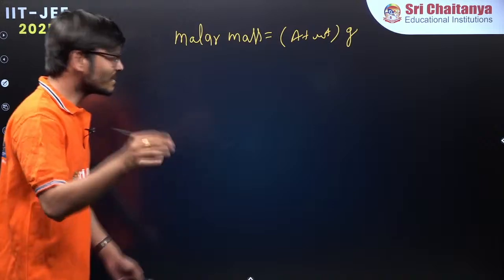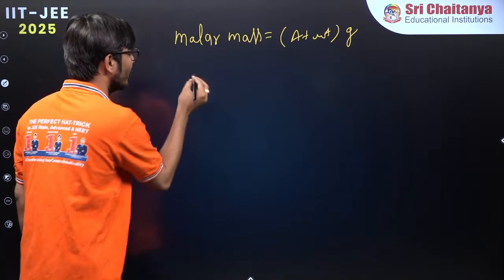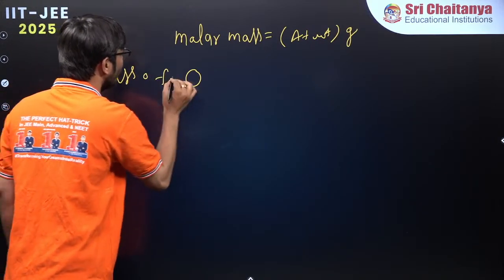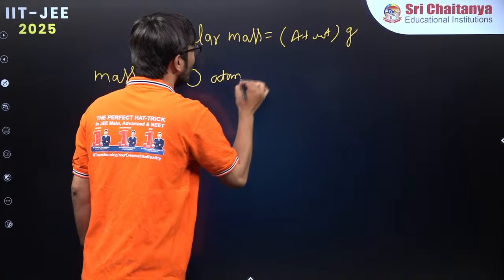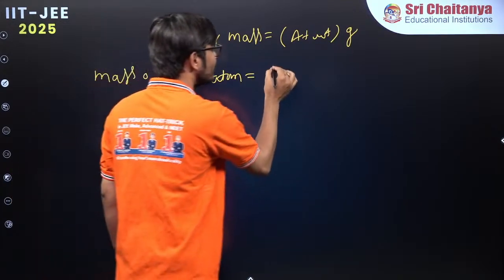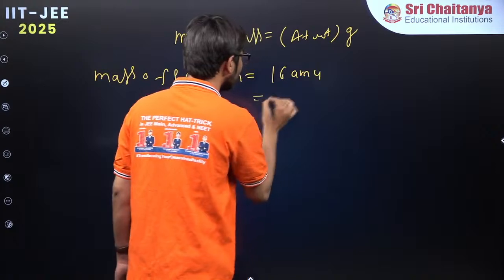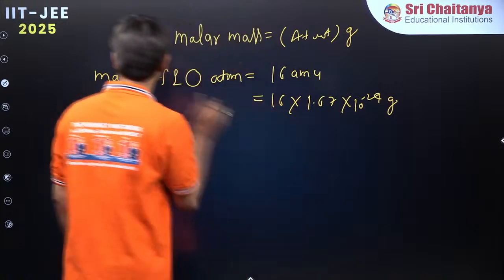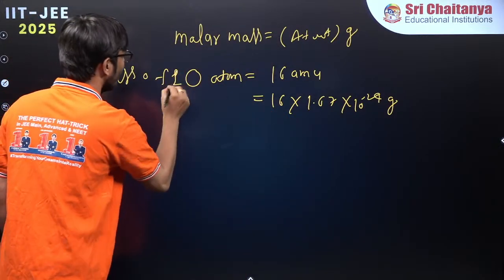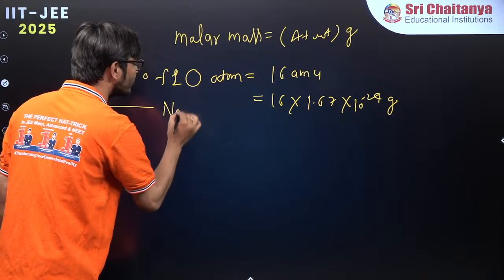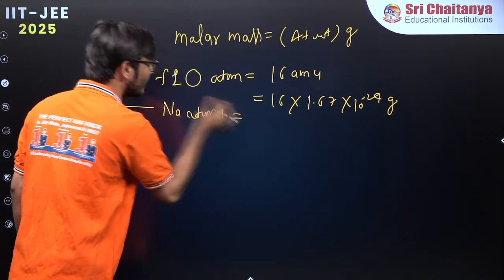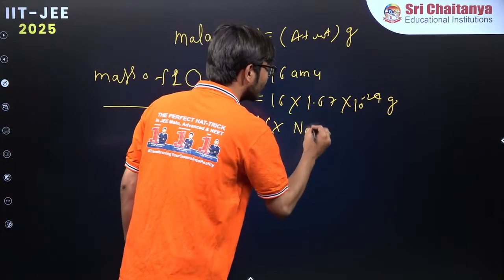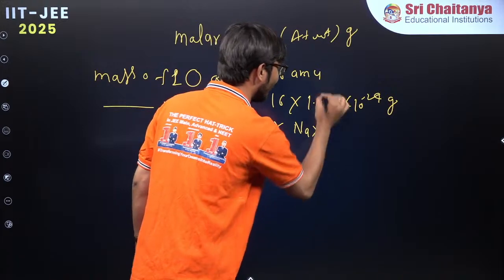So that will become, let me take one more example, very simple. Let us say we have an oxygen atom. The mass of one oxygen atom is equal to how much? 16 AMU. And what is that in grams? 16 into 1.67 into 10 to the power minus 24 gram. So what will be the mass of Avogadro number of oxygen atoms? What is the Avogadro number? 16 into Avogadro number 6.022 into 10 to the power 23, and this is 1 AMU.